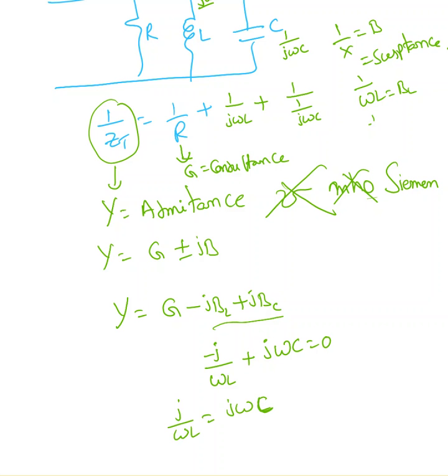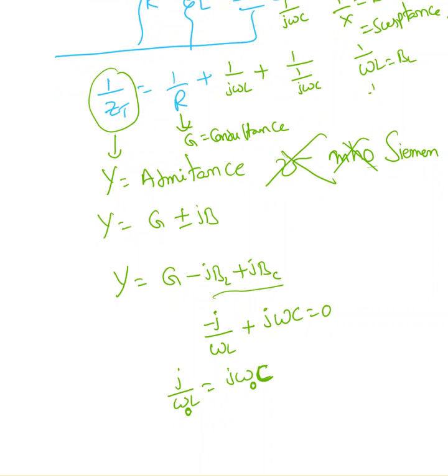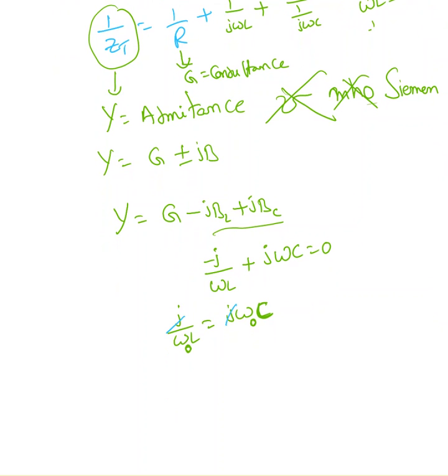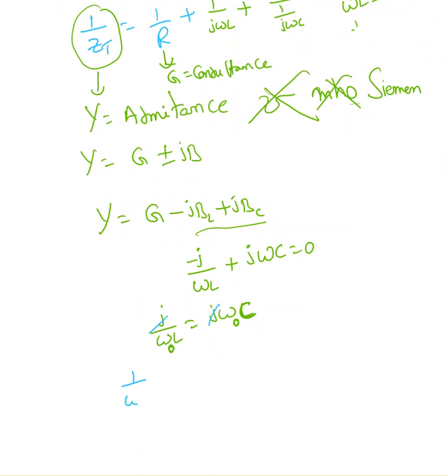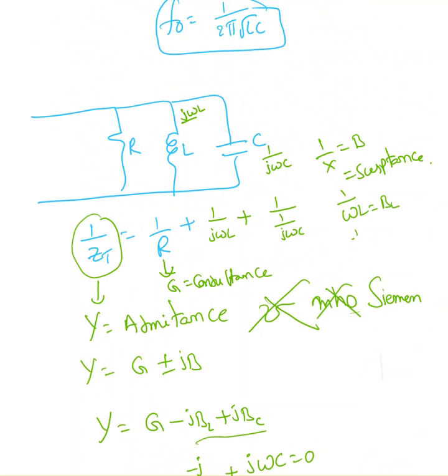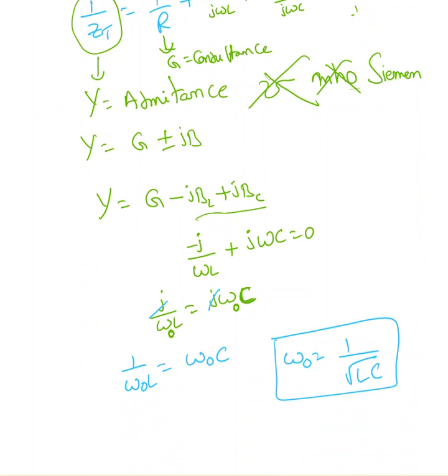When we make the imaginary part 0, make sure you put it as omega naught, and at the same time you can ignore the j term. I'm just writing the j term here to make sure we're copying only the imaginary part. So 1 over omega naught L equals omega naught C. So omega naught equals 1 over square root of LC. We had the same formula for the series circuit. Luckily, we end up with the same formula for the parallel circuit.